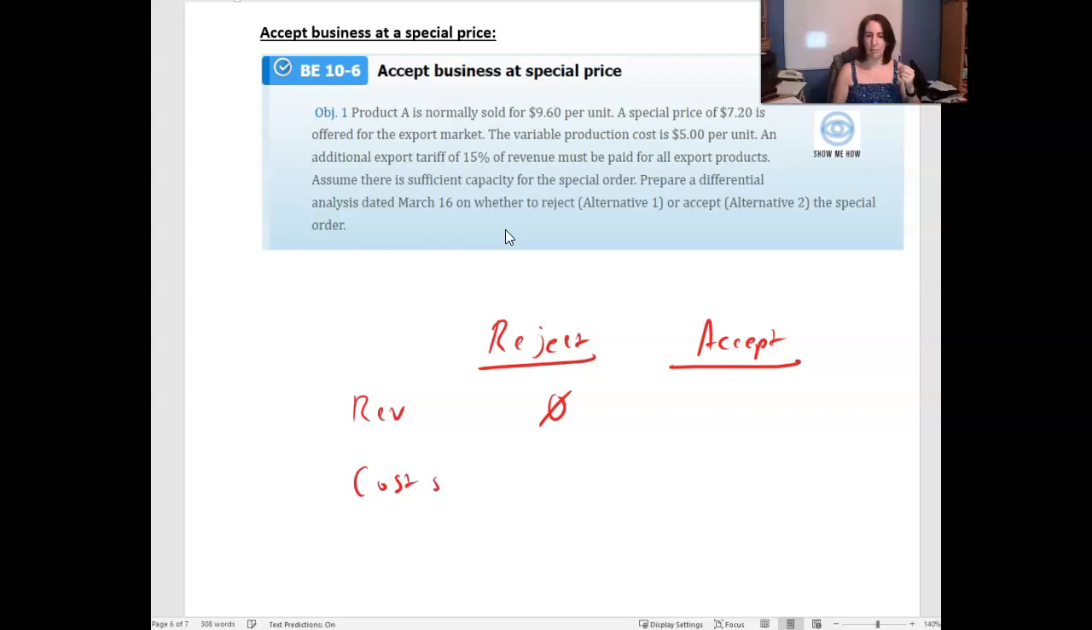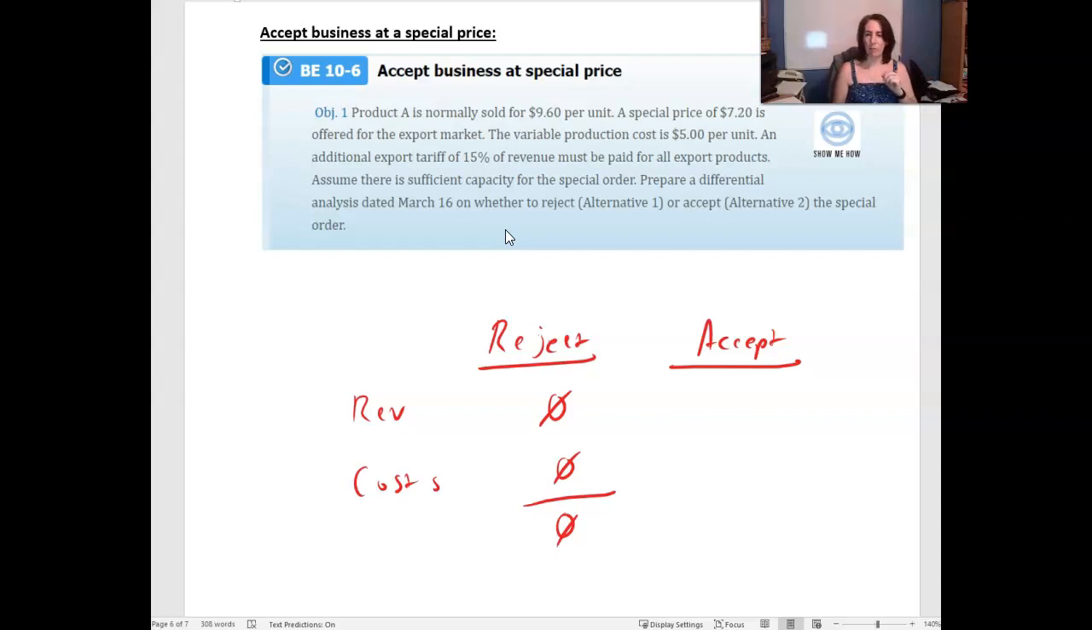If we reject the offer, obviously we have no revenues from it, and we have no costs because we have rejected the offer. So this is only related to the special offer. It's not about whether we have costs in the business overall. This is just about this offer. So if we reject it, we don't make any money, we don't lose any money. What if we accept the offer?